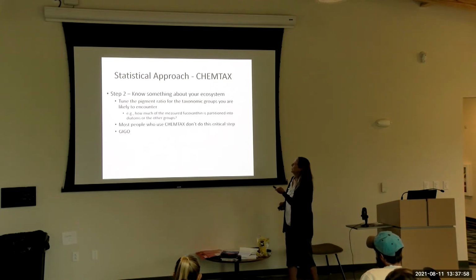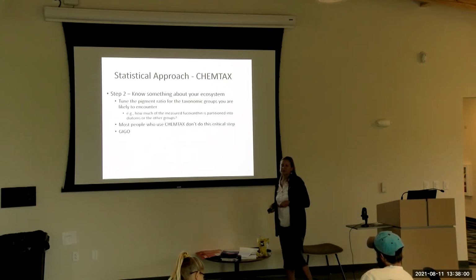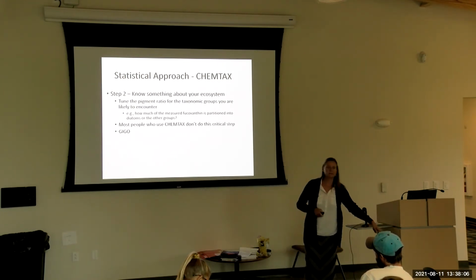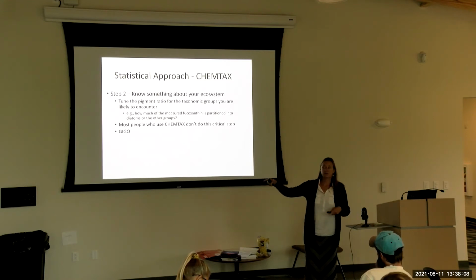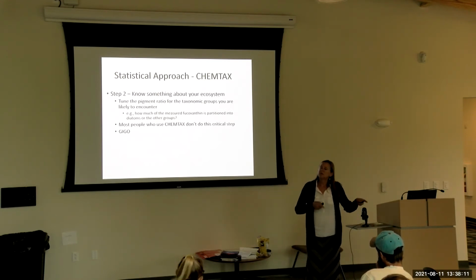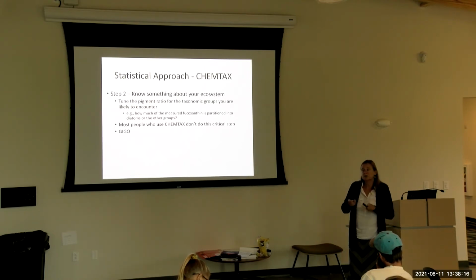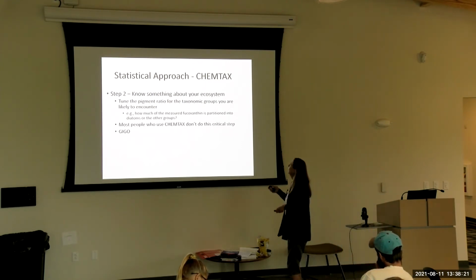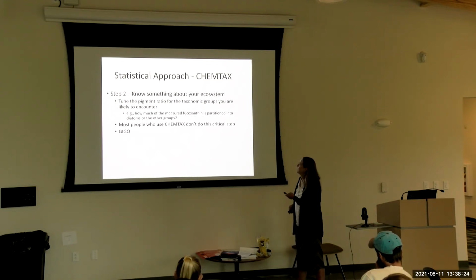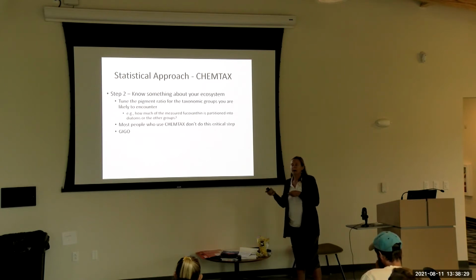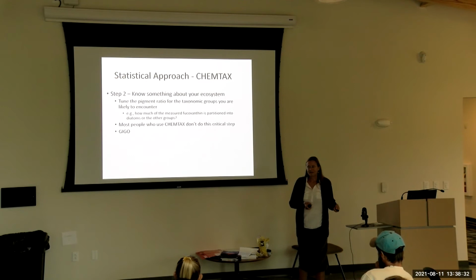Okay. Then step 2 is that you know something about your ecosystem, because their diatoms might not be like your diatoms. Their diatoms being the original paper of Chemtax. So if you know something about your diatoms and you know something about their pigment ratios, you tune those ratios to your region. And I will just say that most people who use Chemtax do not do this. And so their results are biased towards the community that was used to develop the original Chemtax ratios.